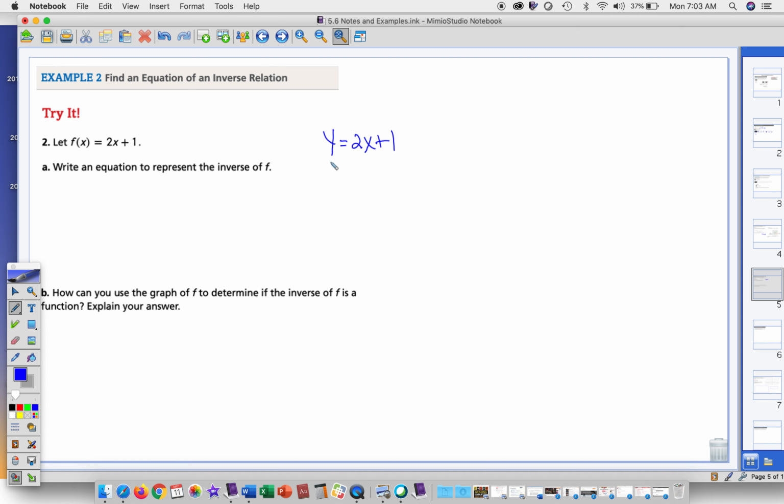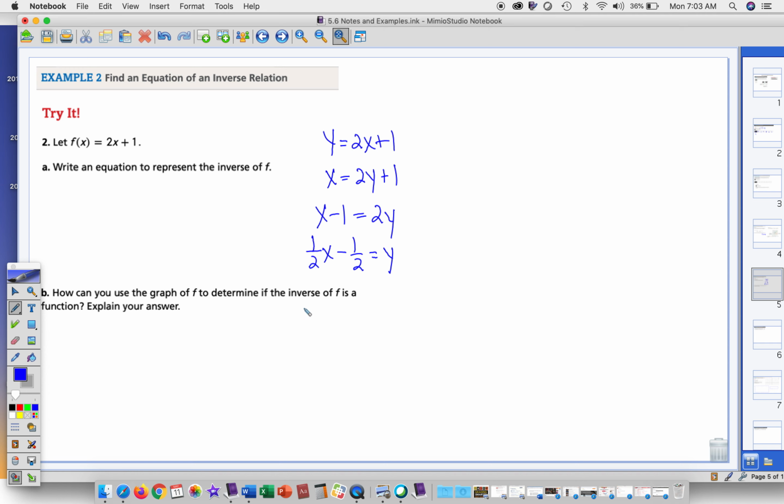Step 2, we interchange the x and y. So we're going to replace y with x and replace x with y. And then our last step is to solve for y. So I'm going to subtract the 1, and that equals 2y. And then my last step is to divide by 2, so that would give me 1/2 x minus 1/2.